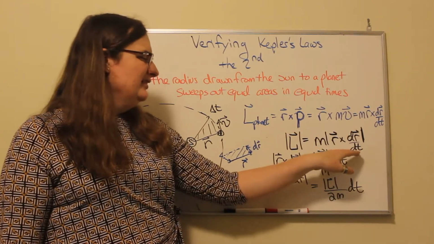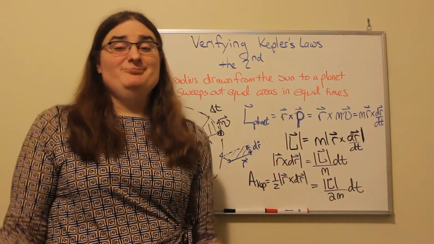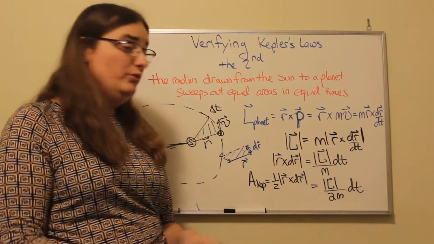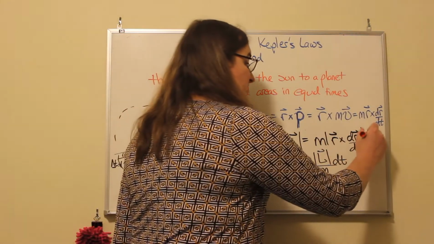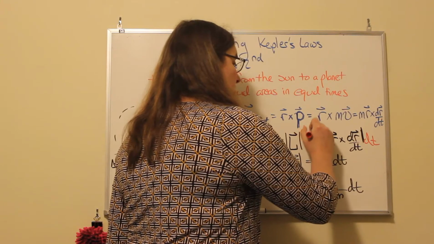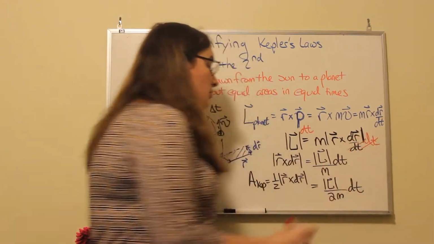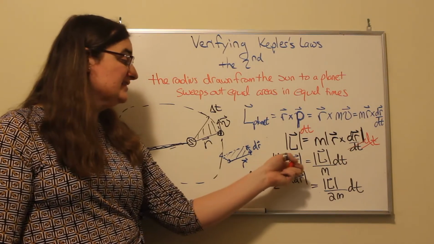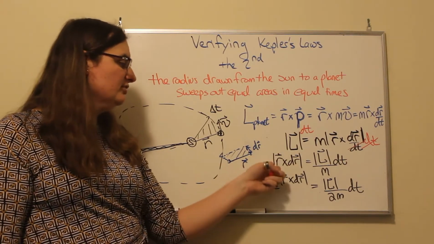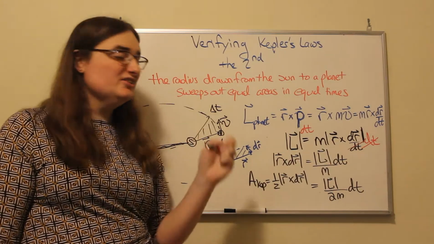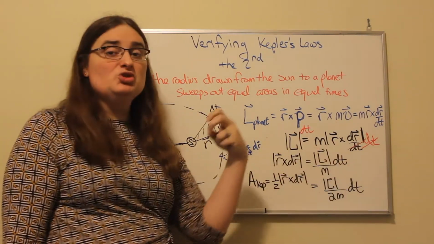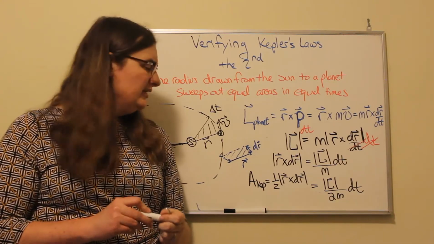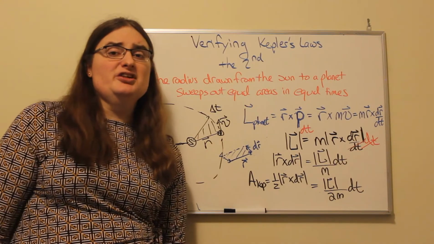Well, these differentials down here, for all intents and purposes, are also scalars. So we could just multiply both sides by dt. And then I could divide both sides by m, so that tells me that the size of this cross product, r cross dr, is the size of my angular momentum times some small amount of time dt divided by the mass of my planet.